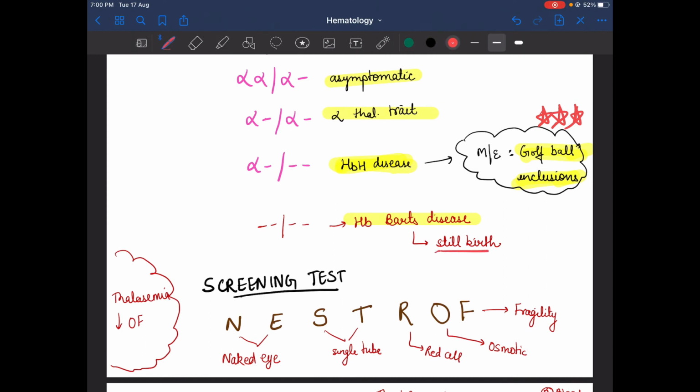In this, the birth is a stillbirth. The birth is a stillbirth if there is deficiency of all the alpha genes.